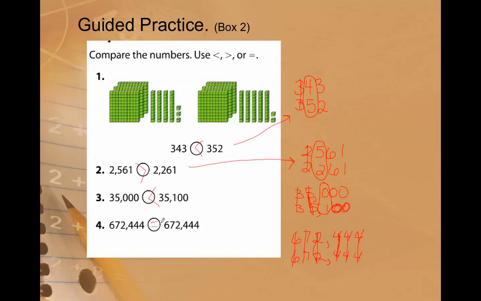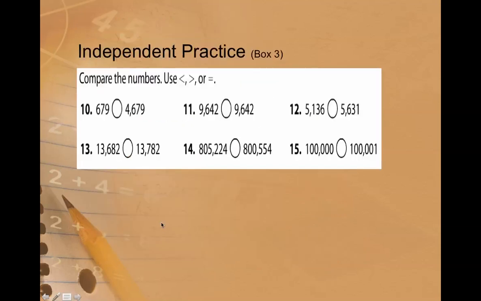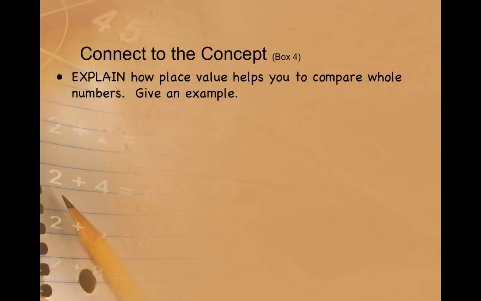And that's how you use place value to compare numbers. Now it's your turn. Please work on problems 10 through 15 independently in box 3 of your homework sheet. Be sure to show your work. And to connect to the concept, explain how place value helps you to compare whole numbers and give an example.